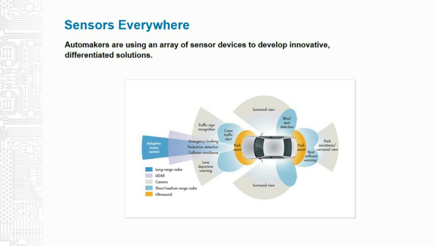The idea here is for the sensors to provide a fail-safe 360-degree view around the vehicle for applications such as collision avoidance, adaptive cruise control, blind spot detection, lane departure, all of which I just mentioned, and even some that I haven't indicated, such as traffic sign recognition.